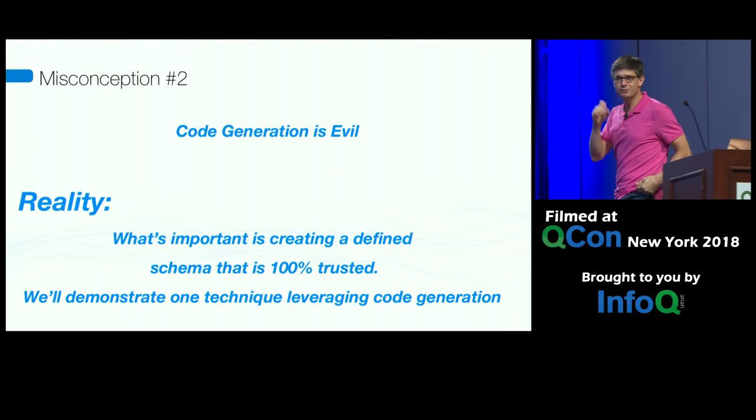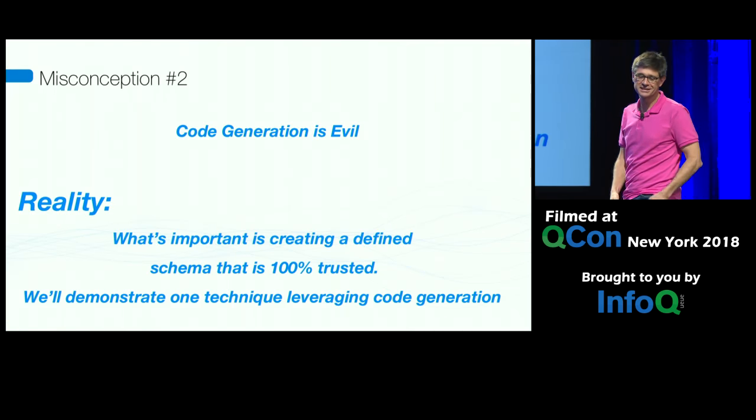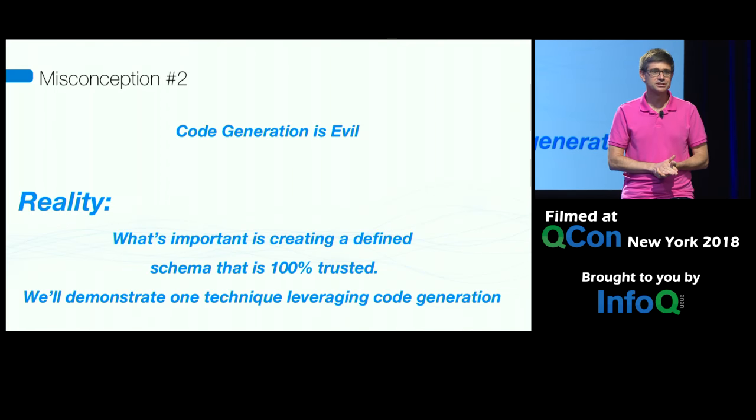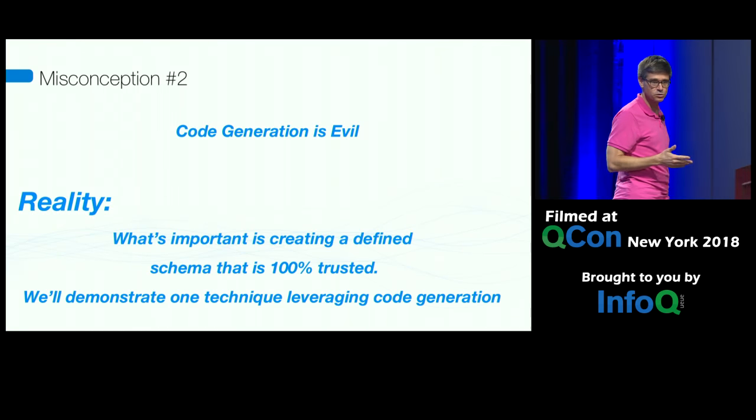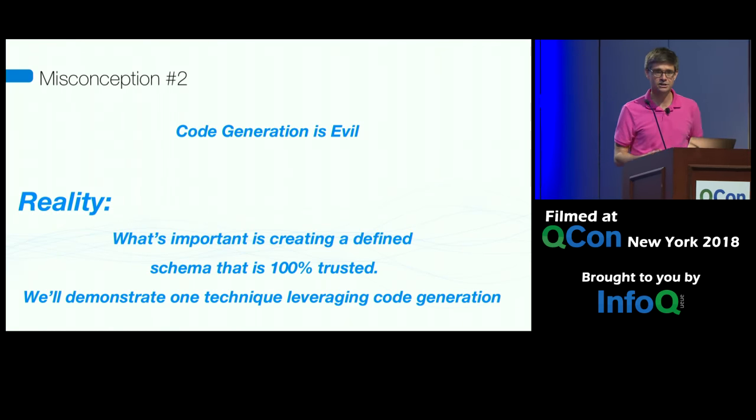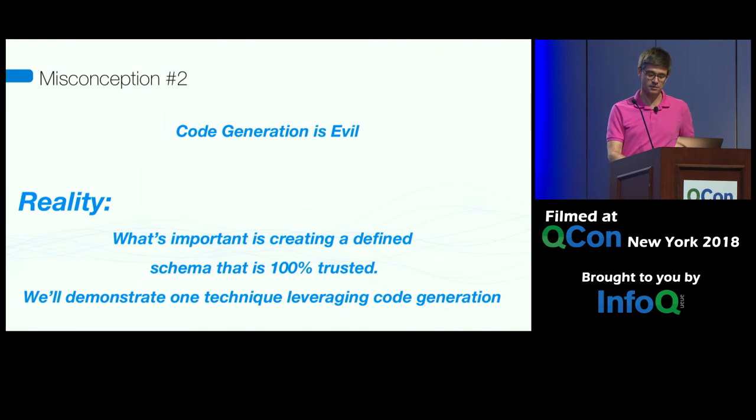Misconception number two, code generation is evil. I used to think this. And the reality is code generation is just a technique. And what's really important, especially in these microservice architectures, is creating a defined schema that is actually 100% trusted. And today we'll demonstrate one technique that we use quite a bit, where at Flow we're leveraging a significant amount of code generation in different parts of our software development process.